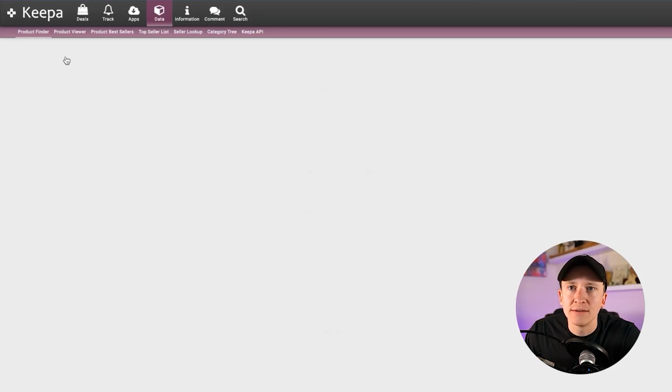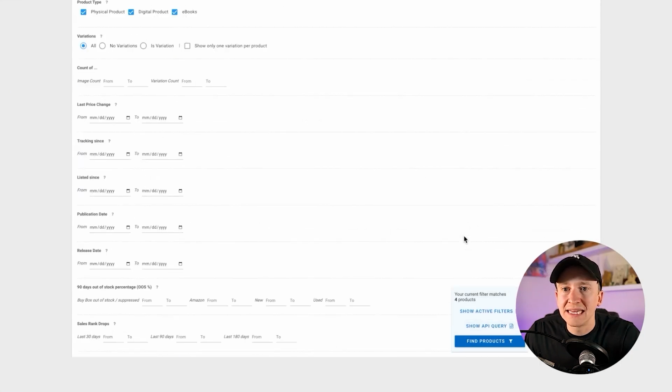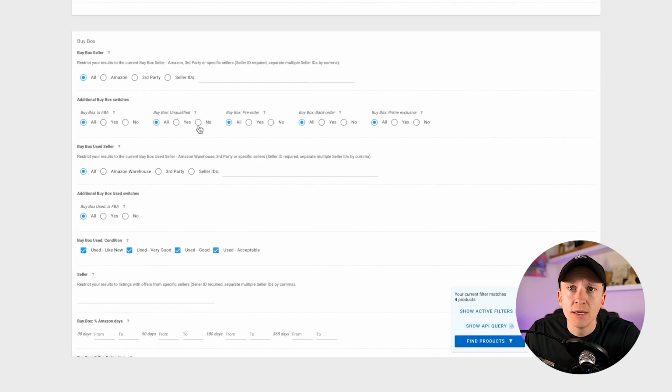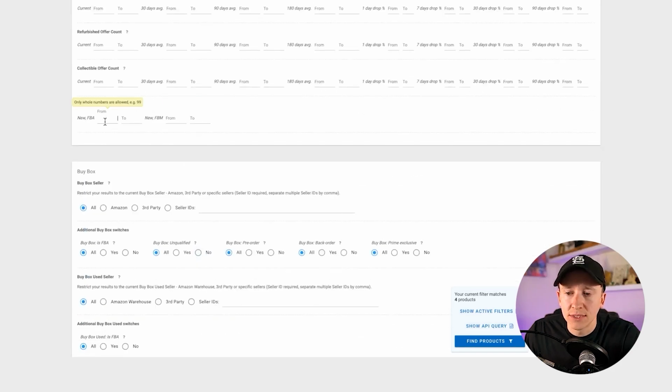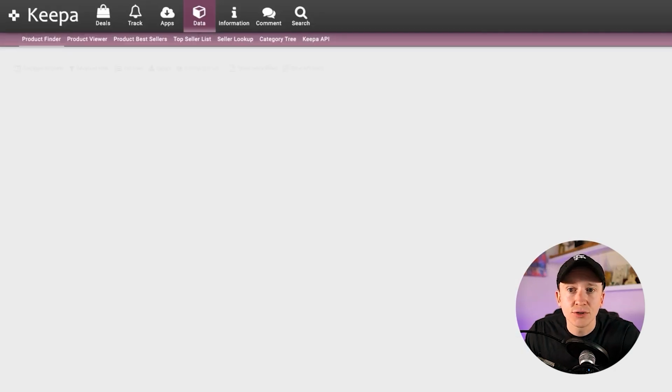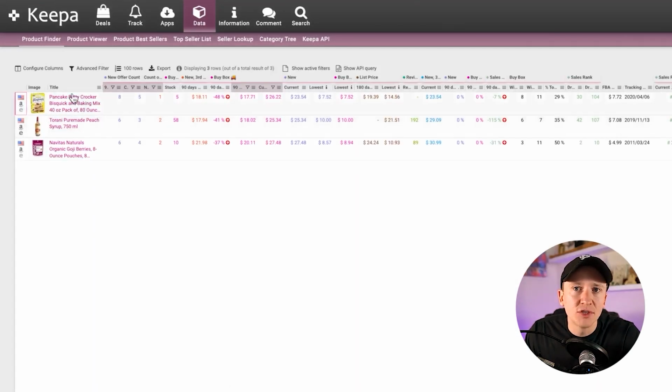Let's go back to this advanced filter, and I want to make sure there's at least 1 FBA seller on this listing. We'll go back to the same section and say from 1 FBA seller. Now we've got 3 products. It shouldn't pull back that lime chip option that we just looked at, and it didn't. So it did its job.